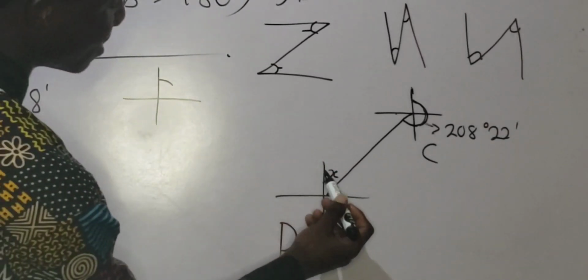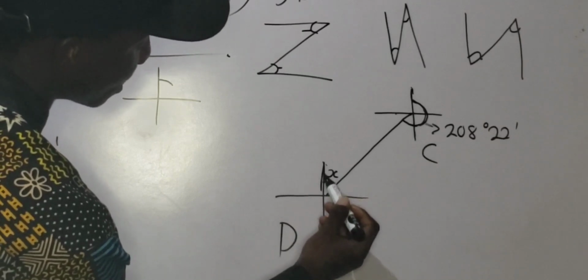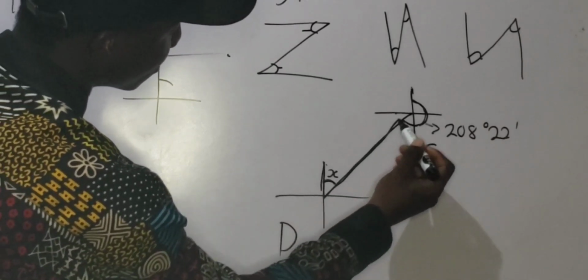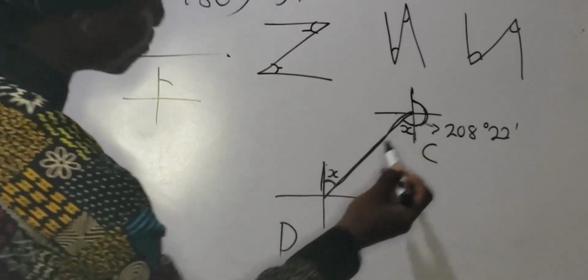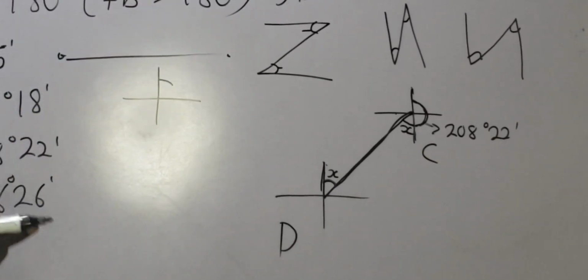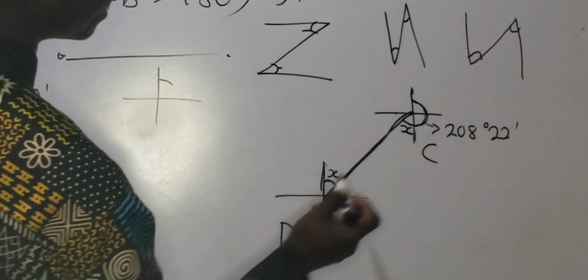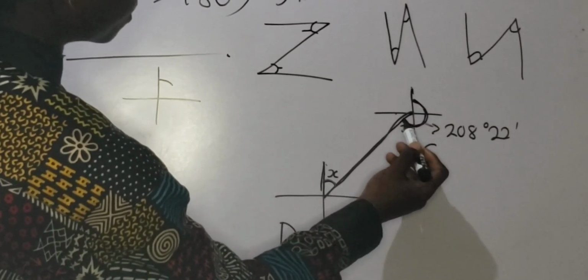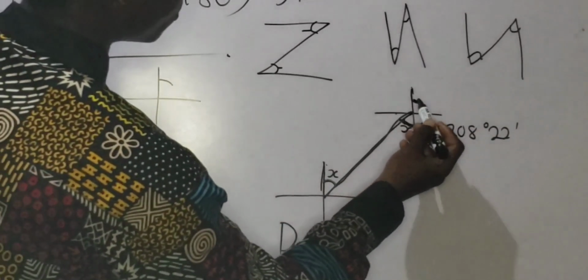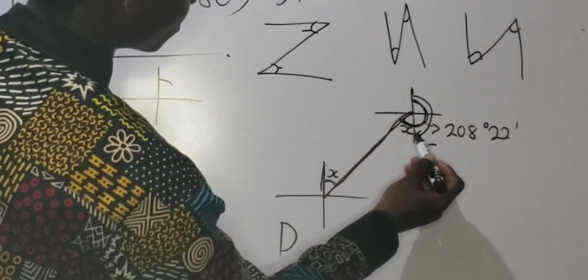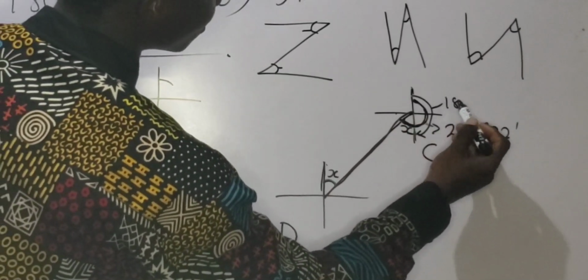And if you look at this angle, I have something like this. Are you getting it? So this angle is equal to this angle. This place is also equal to x. Do you understand? Now, to get the value of x, don't forget that from this point to this point is 208 degrees 22 minutes. To get the value of x, don't forget that from this point to this point is 180 degrees.